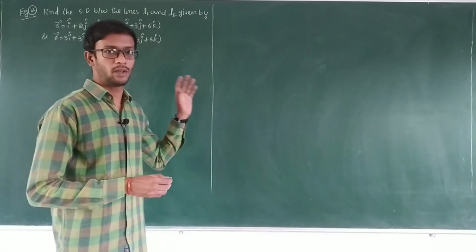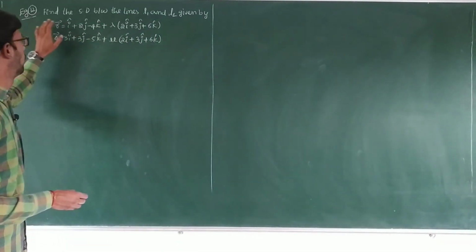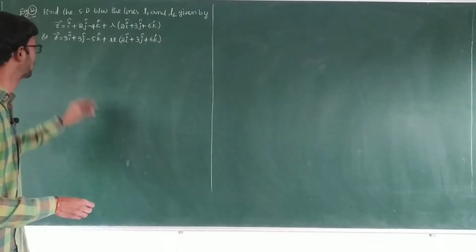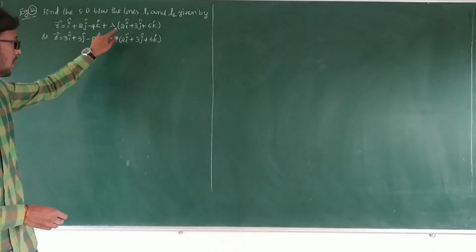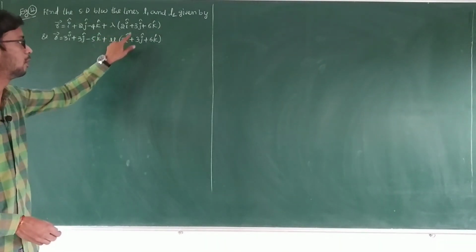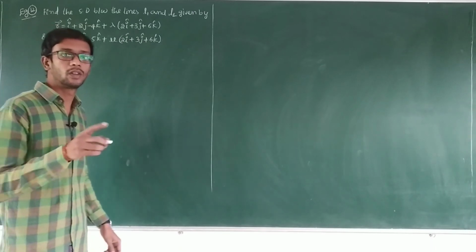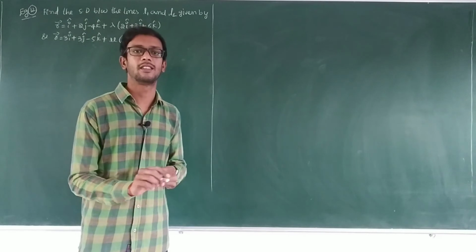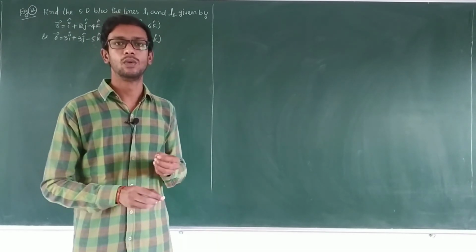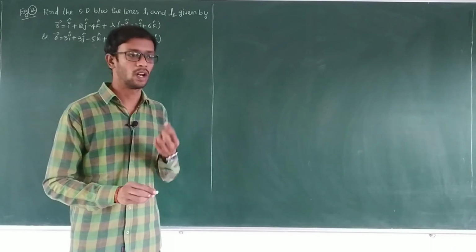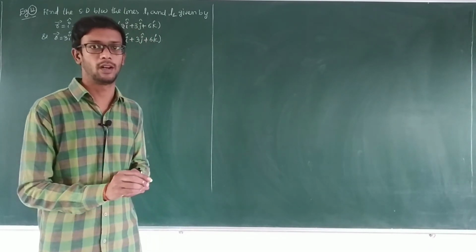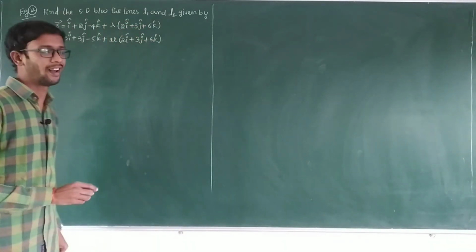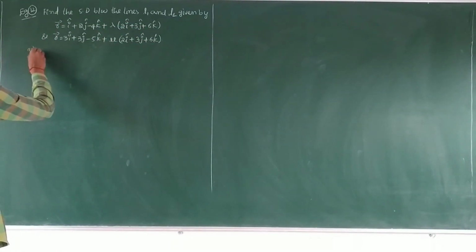Now example 12. Find the shortest distance between the lines L1 and L2 given by two lines. You observe here after lambda, the same b is there, so these two lines are parallel lines. In the previous problems we discussed the shortest distance between two skew lines. Now this example problem is the shortest distance between two parallel lines. These two are parallel lines. So how to solve this one?